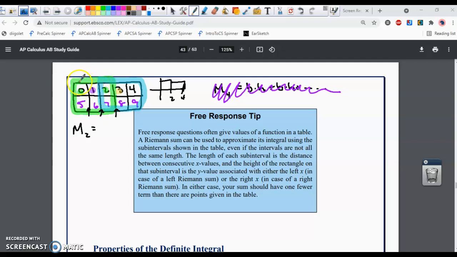Again, so now I have a base that goes from 0 to 2, but I have a height of 6. That's my midpoint. And then over here, I have a base that goes from 2 to 4, but my midpoint for that, my height is 8. Okay, and then that's my sum, my midpoint sum. So with midpoint Riemann sums, again, they don't always tell you how many rectangles or where to stop or anything like that.